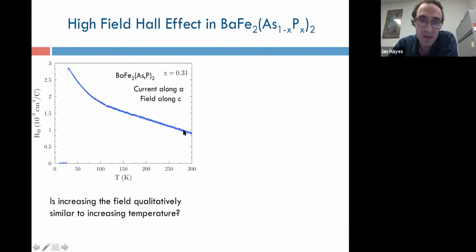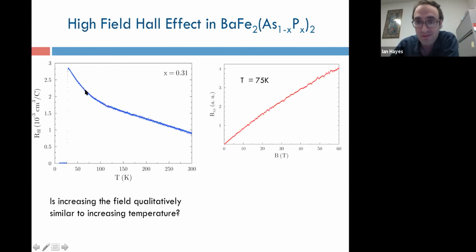Now, looking at the temperature dependence here, there's temperature dependence all the way up to 300 Kelvin, but especially at low temperatures, you start to see a sharp upturn that is reminiscent of what I just showed you in the cuprates and in some heavy fermion compounds. And so the question we'd like to ask is, is there any distinctive field dependence in that region? If you go to the middle of that upturn, somewhere around 75 Kelvin, and measure RXY, the off-diagonal resistance, as a function of field, you'll see that it's actually sublinear.